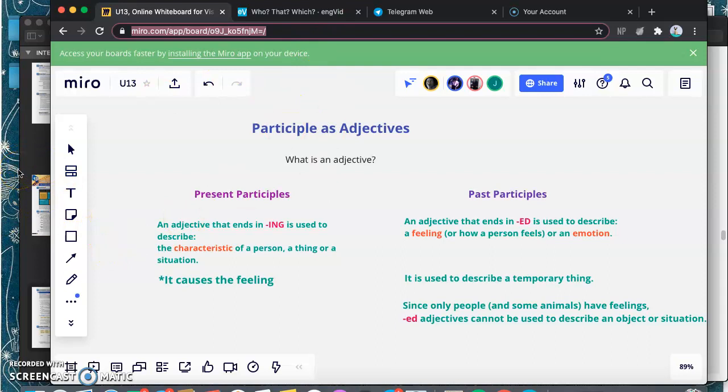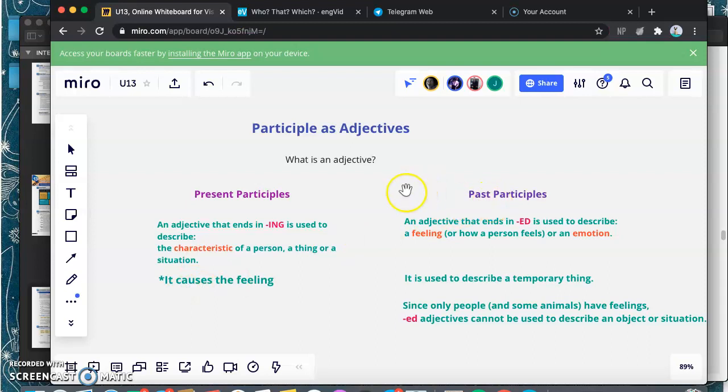So we have two types. We have present participles and then we have past participles. The present participles are the ones that end in ing, and then we have the past participle, which are adjectives that end in ed. If the adjective ends in ing, this adjective is being used to describe the characteristic of a person, thing, or situation. And this is what causes the feeling.